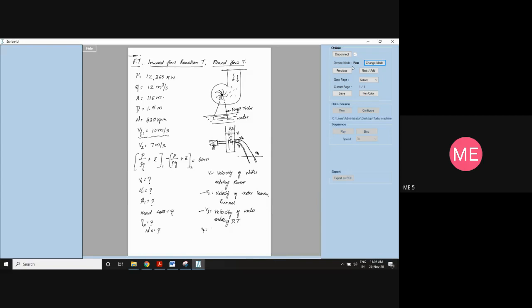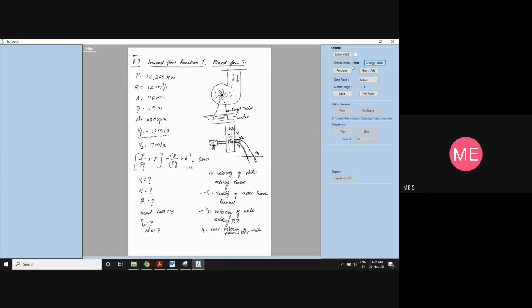V4 we will type as exit velocity of water from the draft tube. Exit velocity of the water from the draft tube.